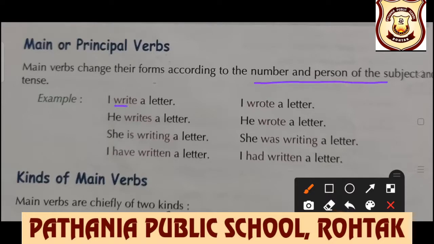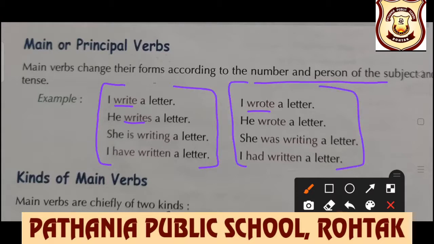I write a letter, simple present. I wrote a letter, simple past. He writes a letter. These are the examples of present tense. These are the examples of past tense. But you can see, children, that write is a single form which is being used here. But in every sentence, it is being changed according to the number and tense.